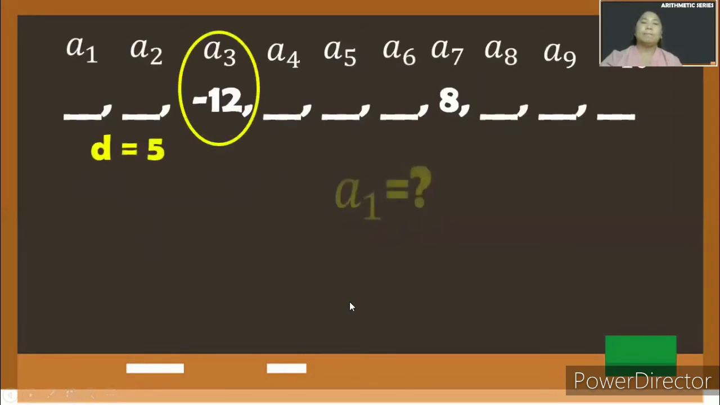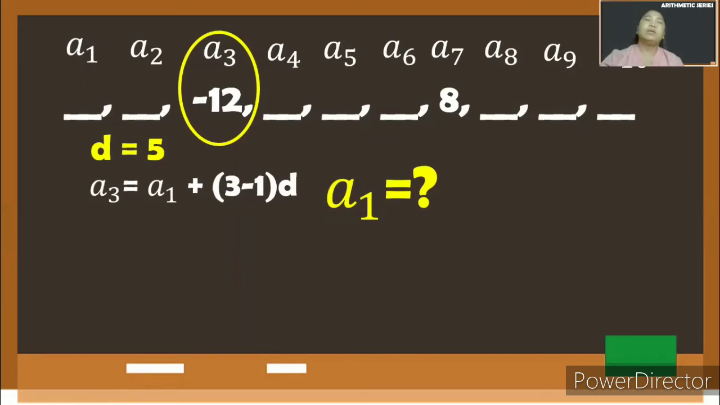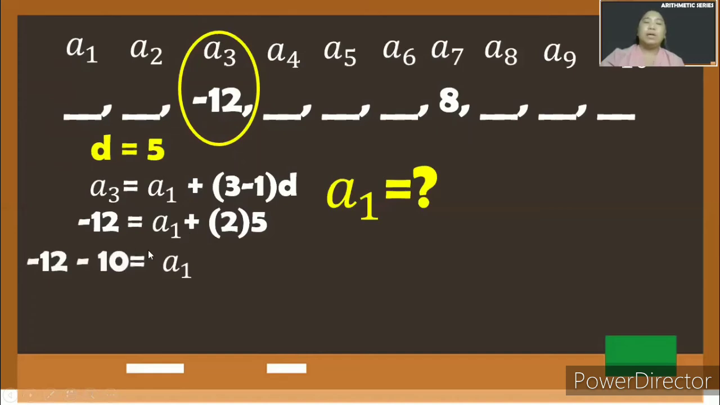So let us proceed. We're going to find the first term, or a sub 1. So we will use again the formula in arithmetic sequence. We have a sub 3 is equal to a sub 1 plus the quantity 3 minus 1 times D. So that will become negative 12 is equal to a sub 1 plus 2 times 5. We can see that negative 12 is our a sub 3. A sub 1 is unknown because that is our missing term. Then 3 minus 1 is 2, then multiplied by 5. So, by getting the additive inverse of 10, we have negative 12 minus 10 is equal to a sub 1. By simplifying, we can have a sub 1 is equal to negative 22, and that is our first term.